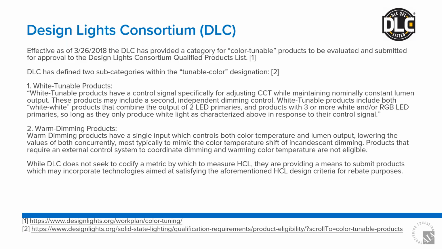Warm dimming products have a single input which controls both color temperature and light output, lowering the values of both concurrently, most typically to mimic the color temperature shift of incandescent dimming. Products that require an external control system to coordinate dimming and warming color temperature are not eligible. And while the DLC does not seek to codify a metric by which to measure human-centric lighting, they are providing a means to submit products which may incorporate technologies aimed at satisfying the human-centric lighting design criteria for rebate purposes.